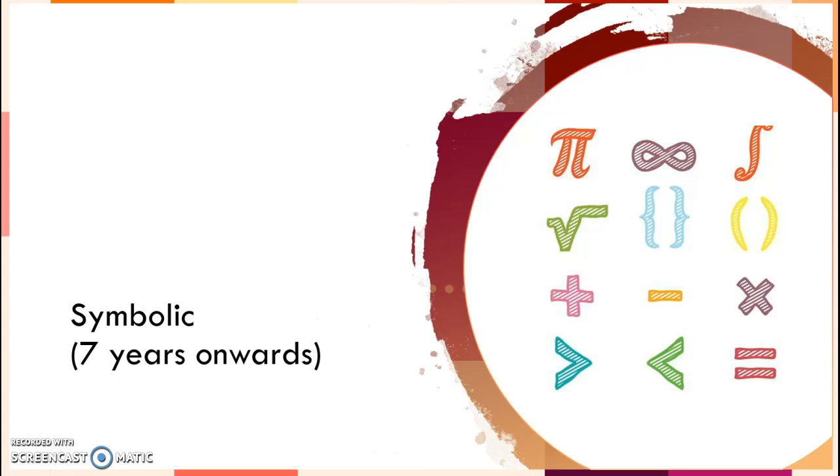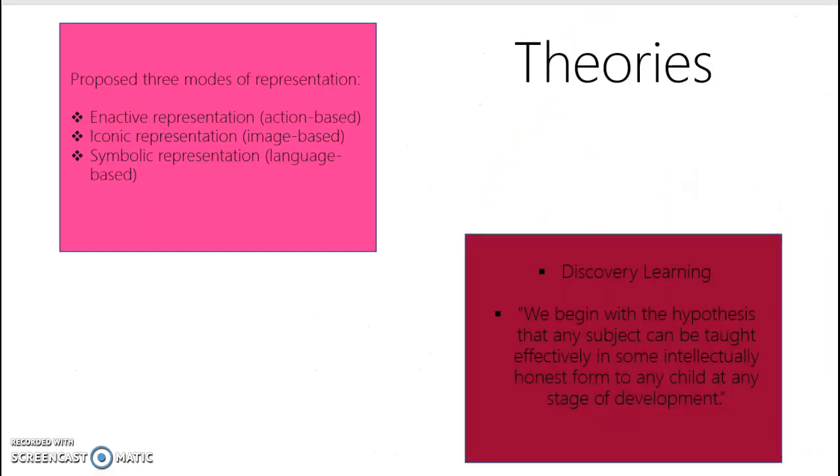The difference is that Bruner's modes are not related in terms of which presuppose the one that precedes it. So while sometimes one mode may dominate in usage, they coexist. Basically, the quote that I had right here: we begin with the hypothesis that any subject can be taught effectively in some intellectually honest form to any child at any stage of development. So Bruner's saying that no matter what the age, no matter what stage they're in, we can teach them harder concepts, but just appropriately for their age.